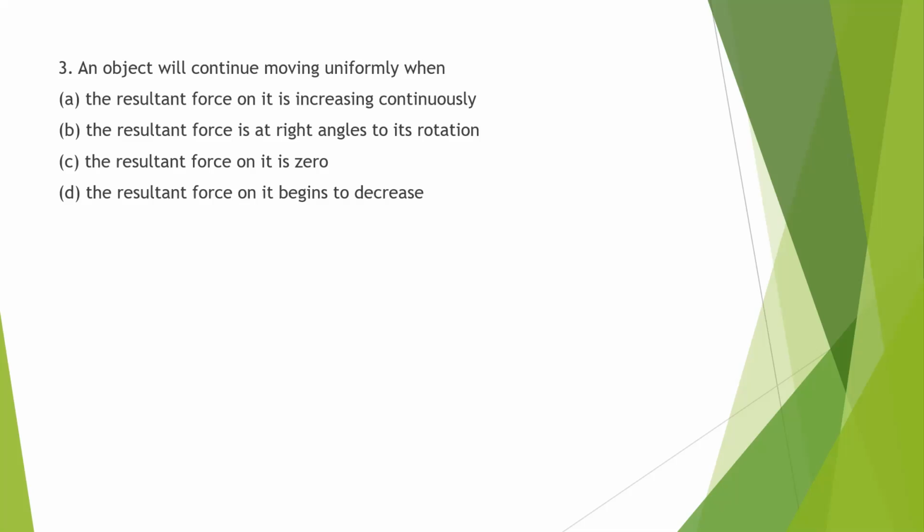So when can we say that the body is moving uniformly? See here students, option A says the resultant force is increasing continuously. So when the resultant force is increasing continuously, what happens? Obviously, the motion will also increase, right? Force is increasing, and force and motion are directly proportional.